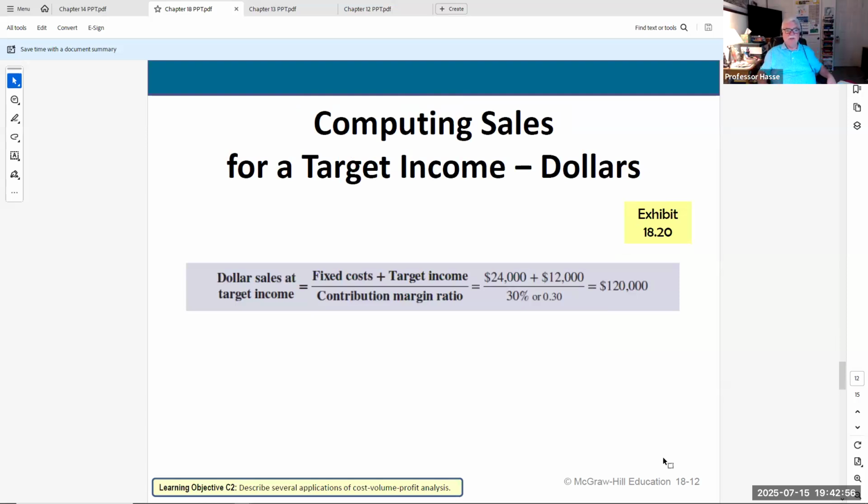And then the last part of chapter 18 you need to be familiar with is how do we target income?